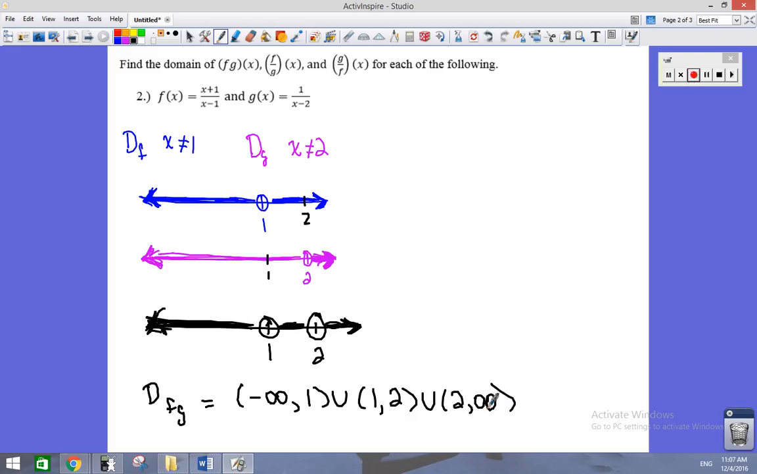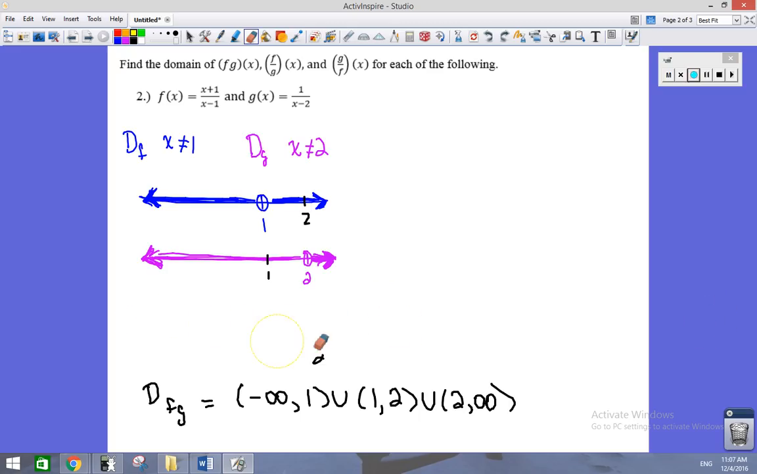So there's my domain written in interval notation. All right, so that's for our first part, if we want to call it part A. Now we want to find the domain of f divided by g. So we can use a huge portion of this work to help us do that.